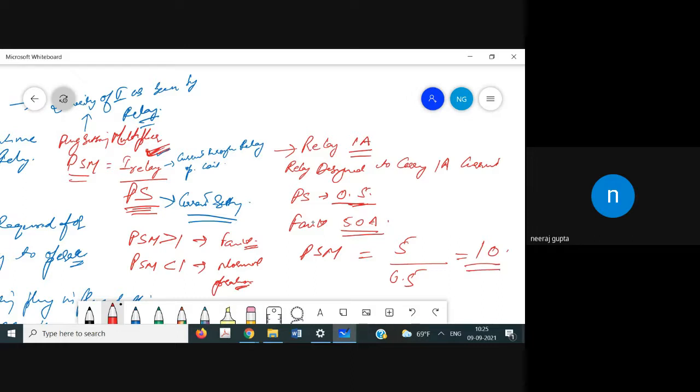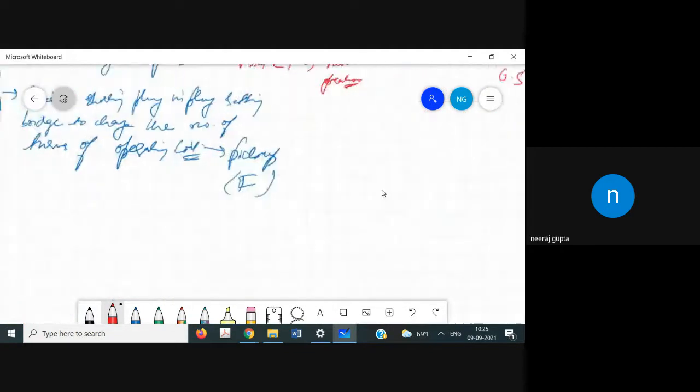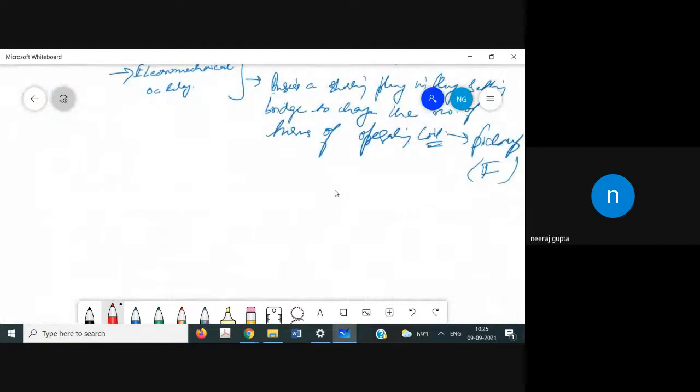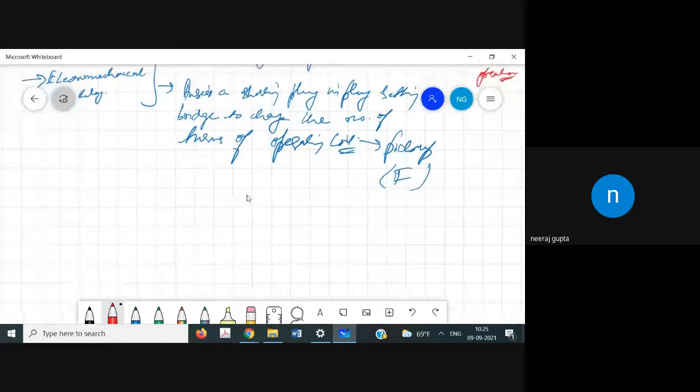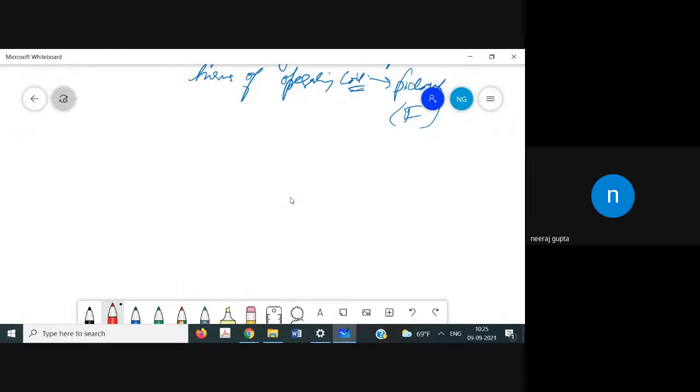So this is the basic principle of any overcurrent relay, and the plug setting multiplier is always used in it. If you take the case of this overcurrent relay, it is the cheapest and simplest protection system.